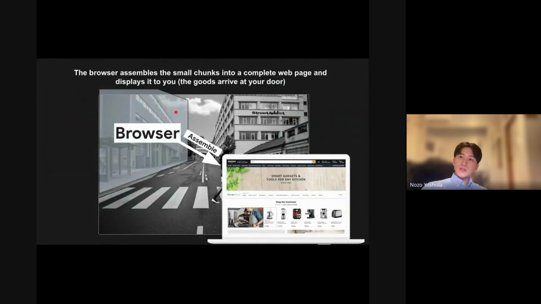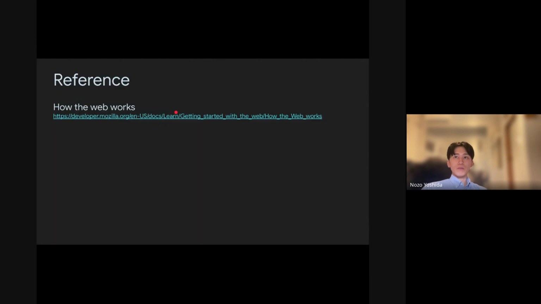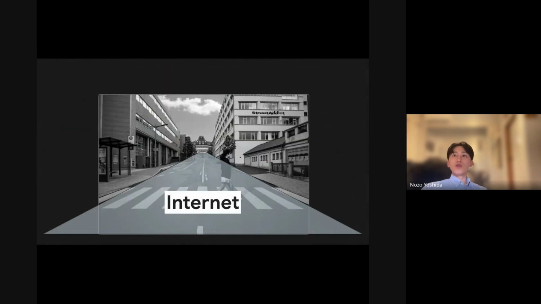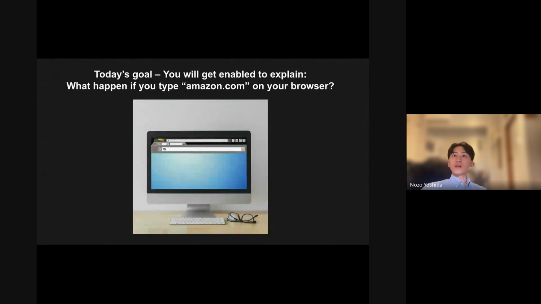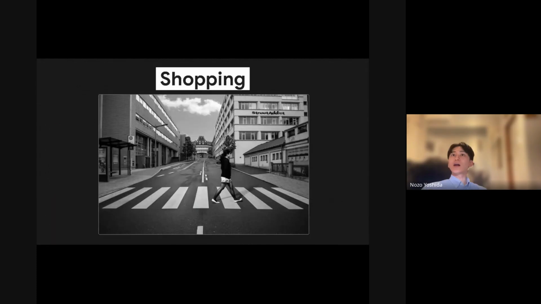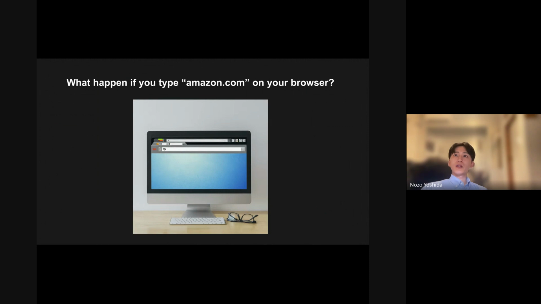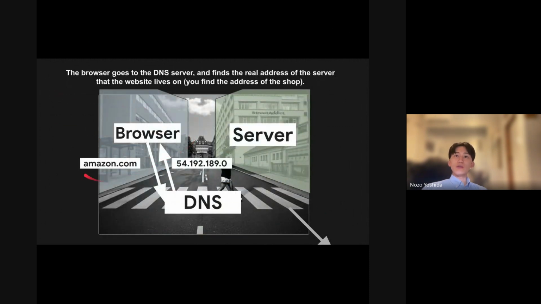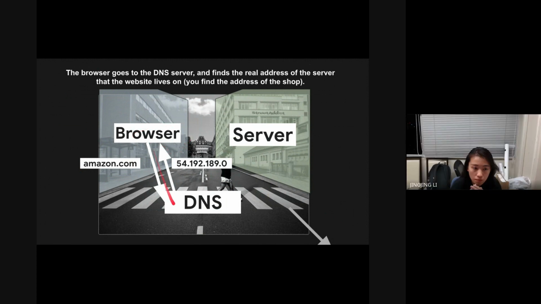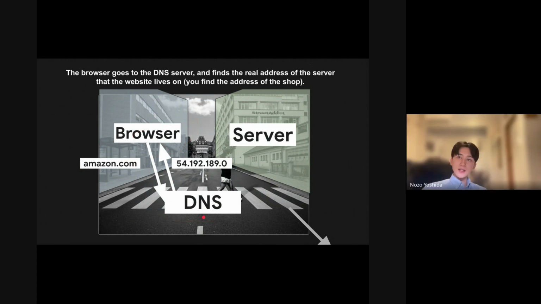So that's the flow of the mechanism. If you type Amazon.com on your browser, again, if you want to shop, there is a client and a server, and there is the internet. Firstly, if you type Amazon.com on your browser, it goes to DNS, the domain name system, and it returns the IP address, which is actually the location information about the destination.